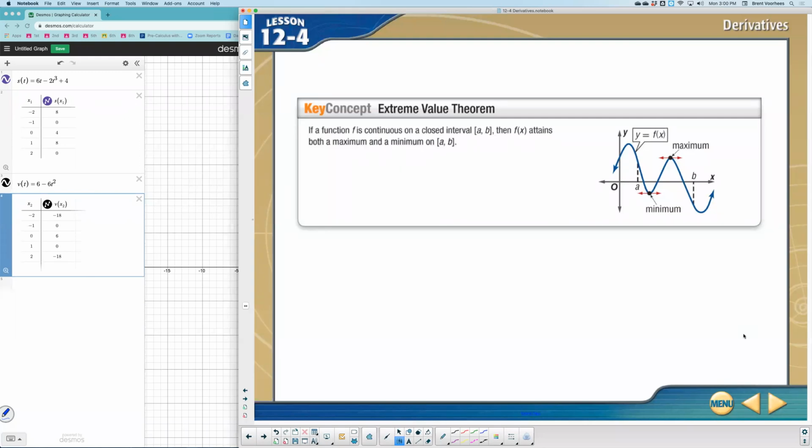Example 5, the extreme value theorem. It says this: if a function f is continuous on a closed interval, meaning x values between a and b, that f must have a maximum and a minimum value between those values.